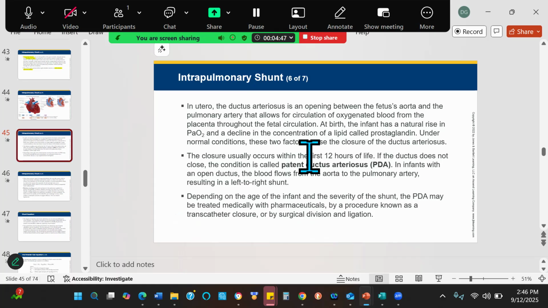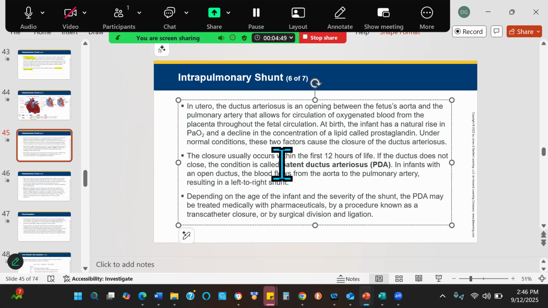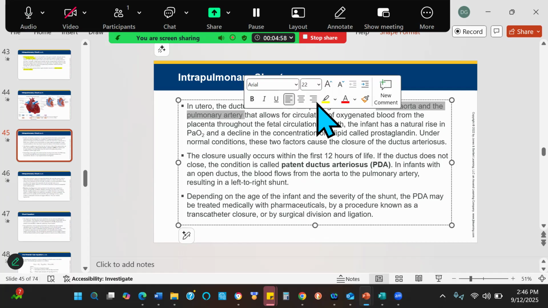The ductus arteriosus, okay, we're going to talk about it more. Ductus arteriosus is an opening between the fetus's aorta and pulmonary artery, and it should be there while the child is developing inside a mom.